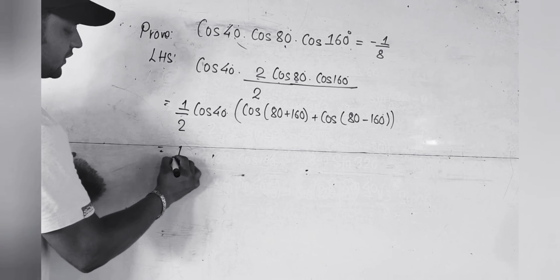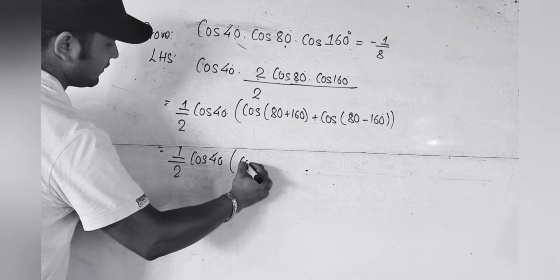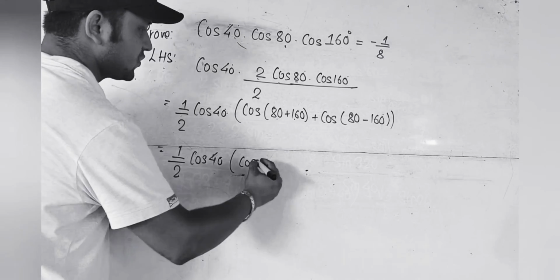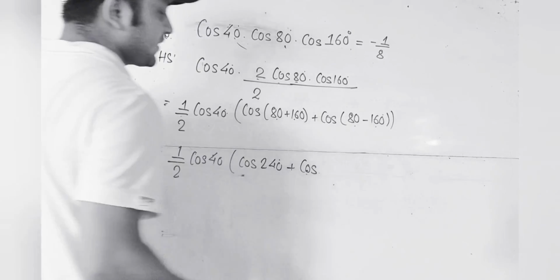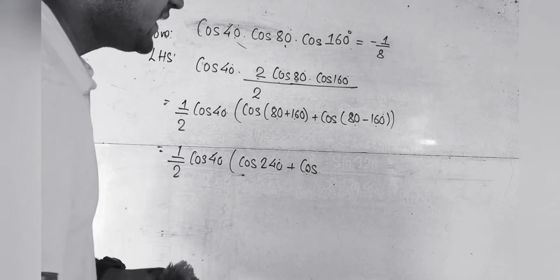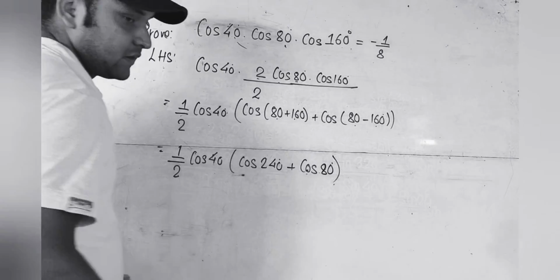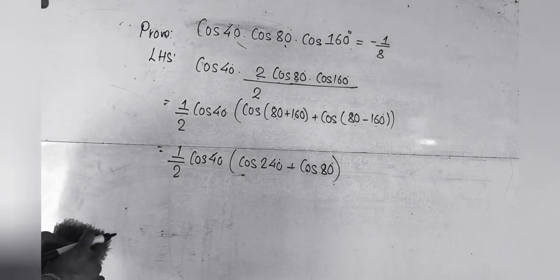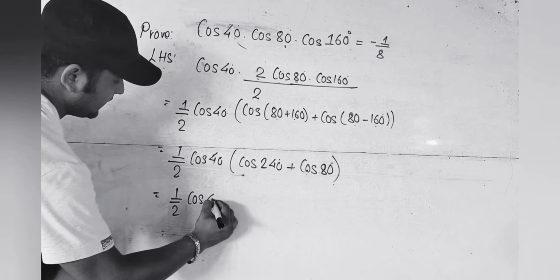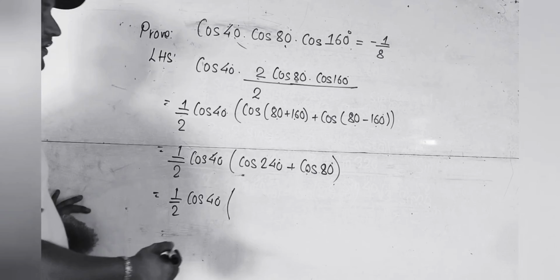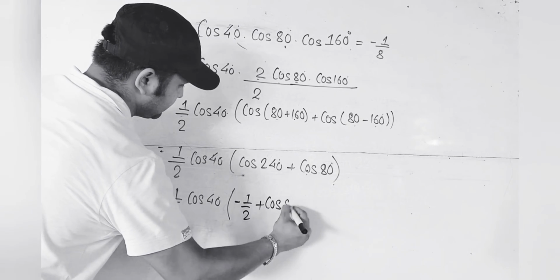Now it comes to be 1 by 2 cos 40 degree and cos 80 plus 160 is 240 degree plus cos 80 minus 160 degree is minus 80 degree and cos minus 80 degree is also cos 80 degree. So this is done the way here. Now we'll put the values 1 by 2 cos 40 degree. The numeric value of cos 240 degree is minus 1 by 2 plus cos 80 degree.